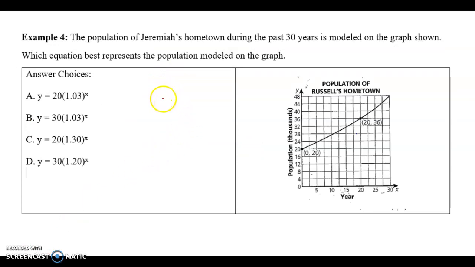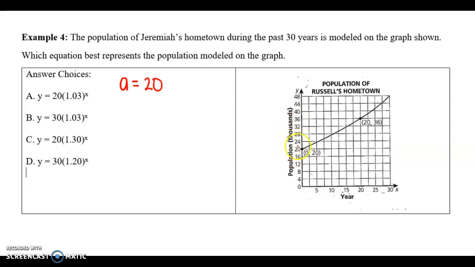Okay, last one. The population of Jeremiah's hometown during the past 30 years is modeled on the graph shown. Which equation best represents the population modeled on the graph? Okay, so just looking at this graph, I know that it's growing, right? So I know that it's an example of exponential growth, but I need to know what my initial value is. How much did we start with? So at year 0, we started with 20,000 people, but in this case, just 20, because it's written in thousands.